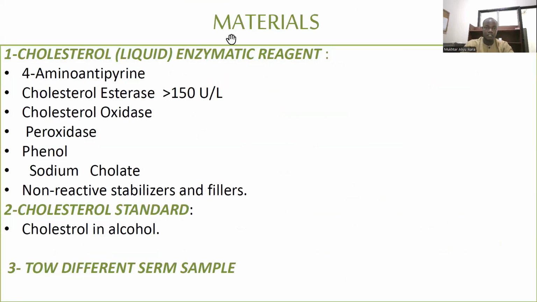So these are the materials. First, you need materials for this experiment. There is the cholesterol enzymatic reagent, and it's a kit experiment. You use a kit. The kit contains 4-aminoantipyrine, cholesterol esterase at greater than 150 enzyme units per liter, cholesterol oxidase, peroxidase, phenol, sodium chelate, and then non-reactive stabilizers and fillers. These are the reagents that are found in the kits for the total cholesterol assay.